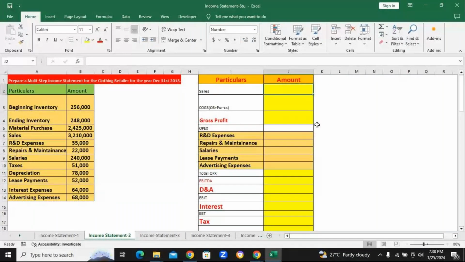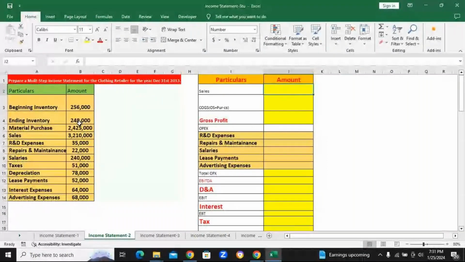So here, income statement 2. They have given the clothing retailer's income statement details and all. So I have to sort it and create the proper income statement. Here they have given the values directly, so I will just put the values in the appropriate place.